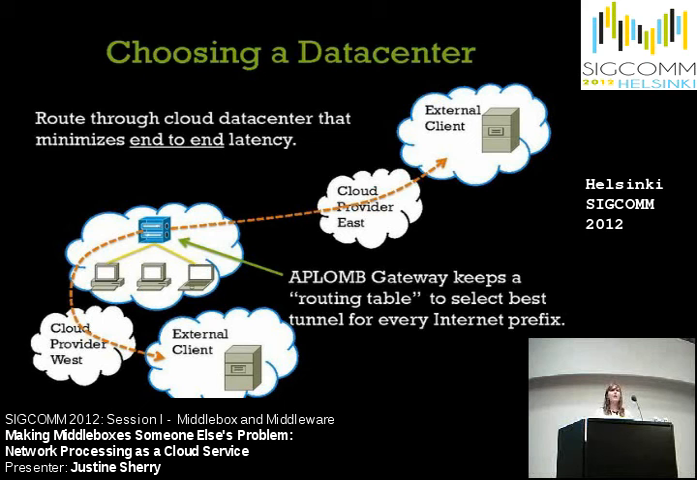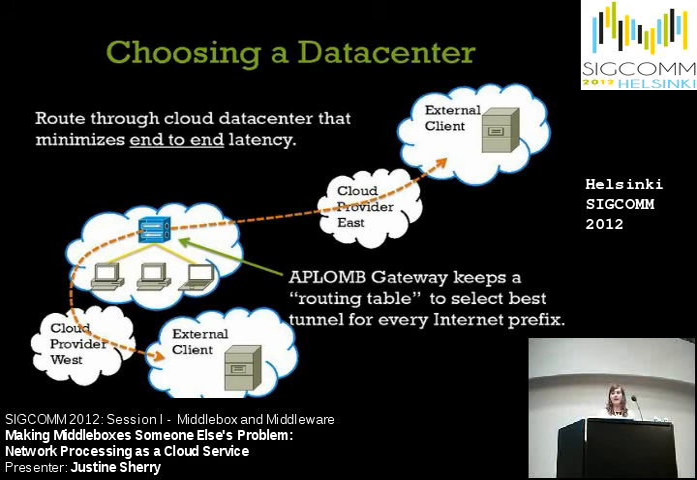Where normally an enterprise would route to and from the data center that minimizes its RTT, what we want to do is route through the data center that minimizes the end-to-end latency. So instead of minimizing the latency from the enterprise to the data center and back, we want to minimize the latency from the enterprise to the data center, to an external client, back to the data center, and then back to the enterprise. Now, the thing to note here is that the best data center, then, is not necessarily the data center that's closest to the enterprise.